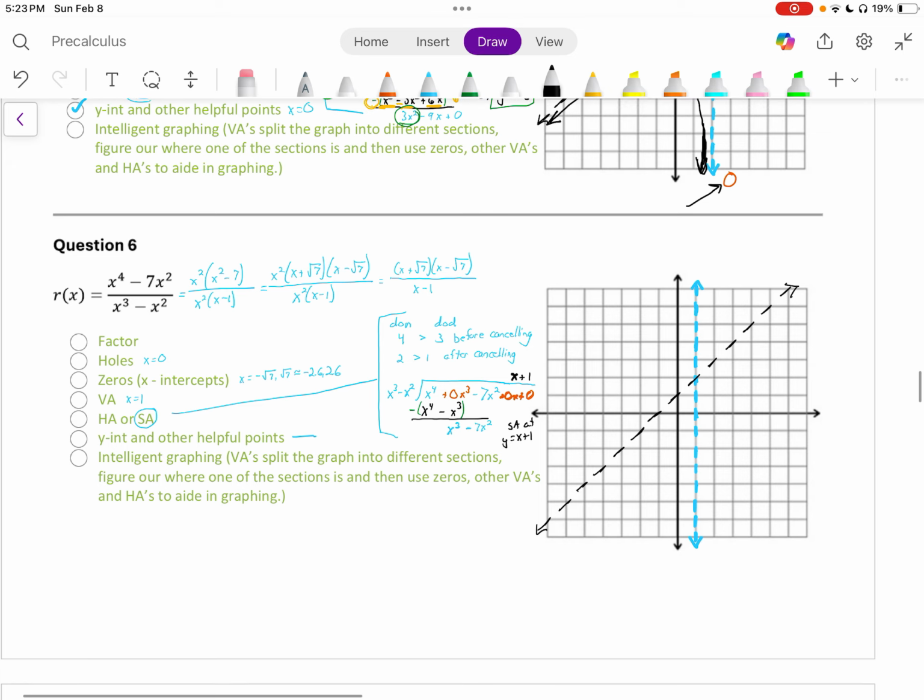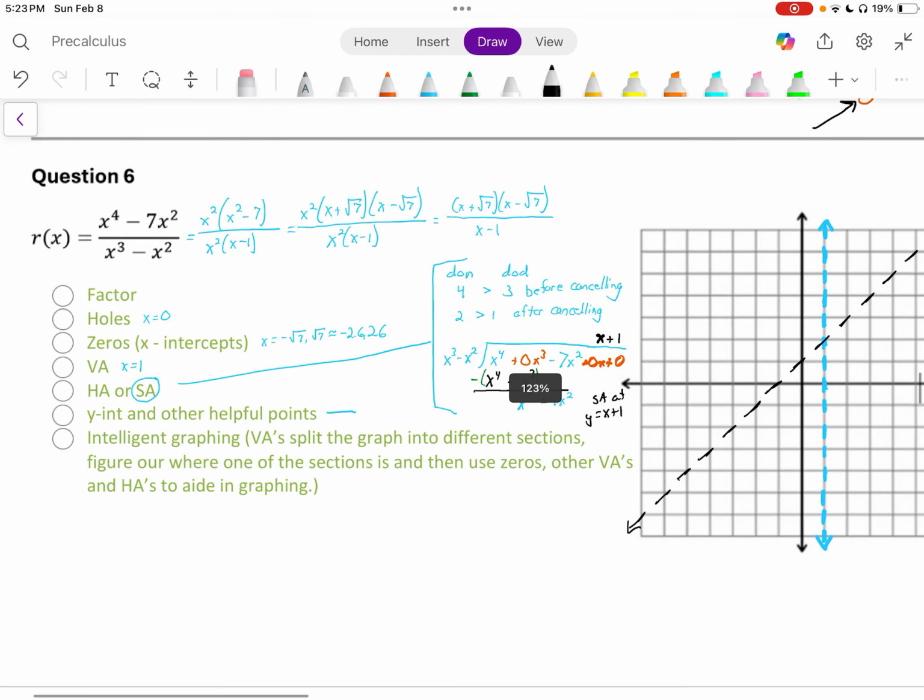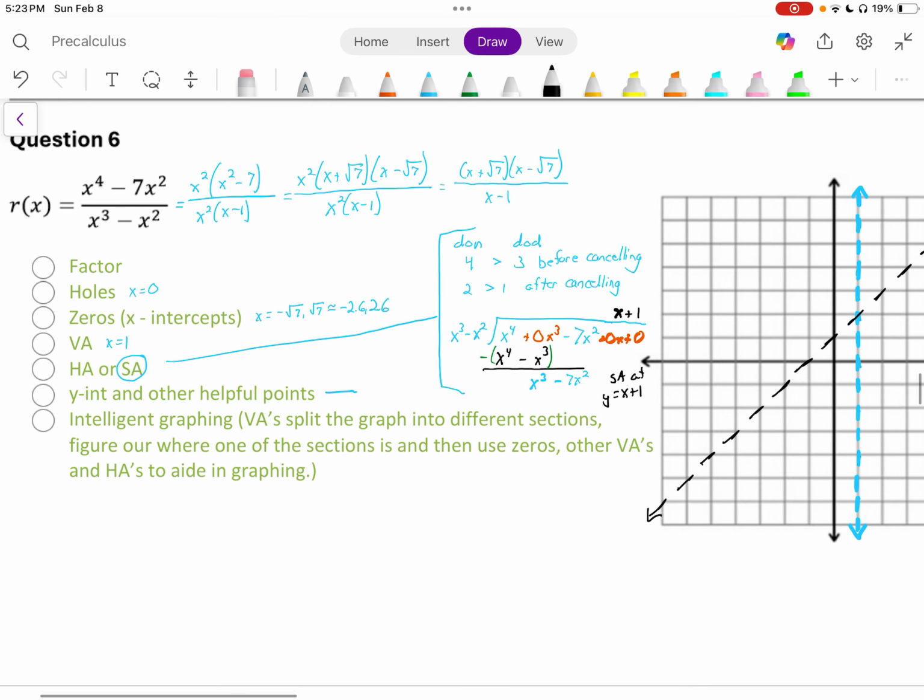And finally, number 6. We need to factor r of x. So the numerator, we see there's an x squared in common, so we can factor out an x squared. We're left with x squared minus 7. In the denominator, we can factor out an x squared. All right?